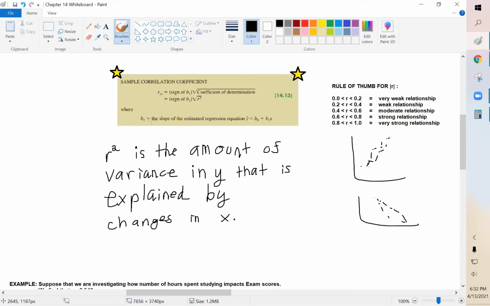The B1 comes from the regression. Now, the nice thing is, let's say you're given the correlation coefficient in advance. Let's suppose I tell you the correlation coefficient is 0.5. You know that B1 has to be positive. You know what it is. You know it's positive. That's all that matters.